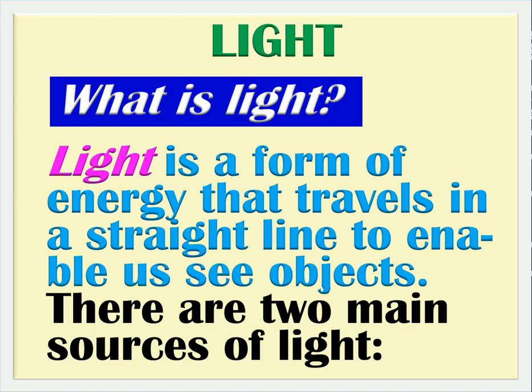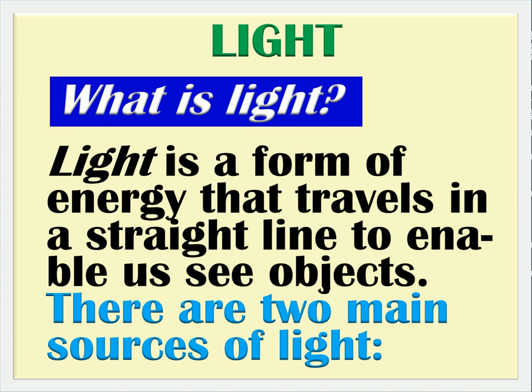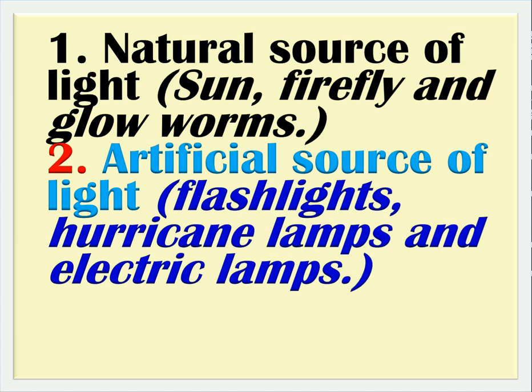Light. What is light? Light is a form of energy that travels in a straight line, to enable us see objects. There are two main sources of light. 1. Natural source of light: sun, firefly, and glowworms. 2. Artificial source of light: flashlights, hurricane lamps, and electric lamps.